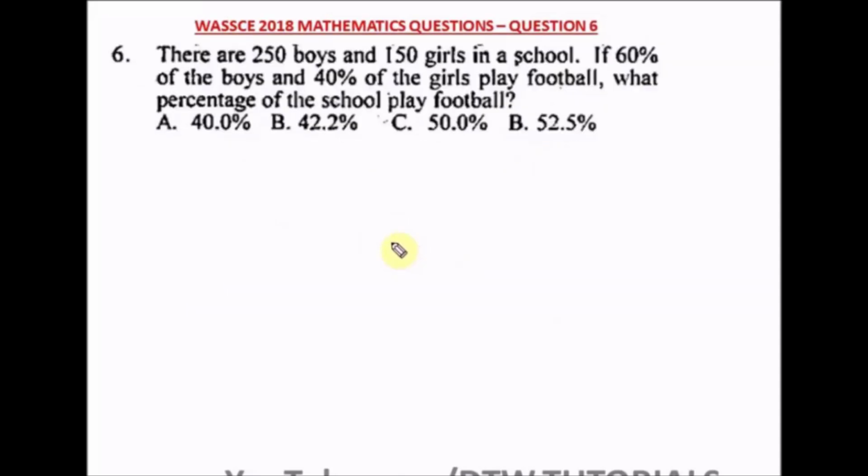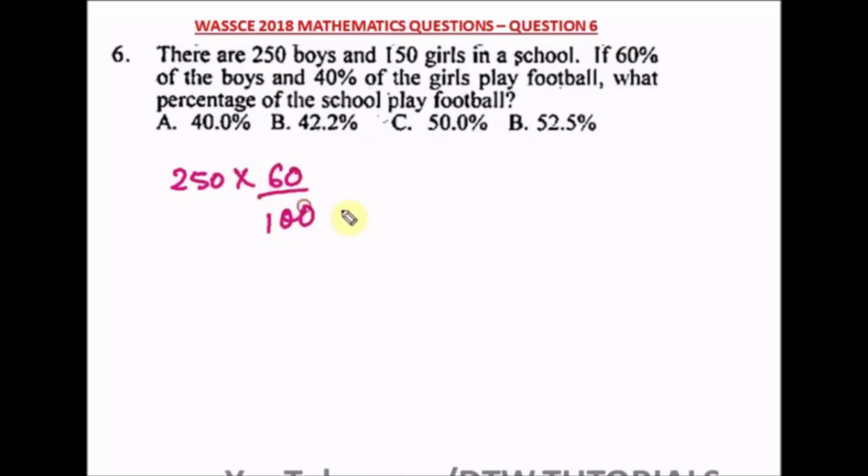Question 6 of the WAEC 2018 Mathematics Past Questions, that's your WAEC exam. It says there are 250 boys and 150 girls in a school. Okay, if 60% of the boys and 40% of the girls play football, what percentage of the school played football? Okay, so it says 60% of the boys played football. So how do we get 60% of the boys? That's 60% of 250. So we have 250 times what?